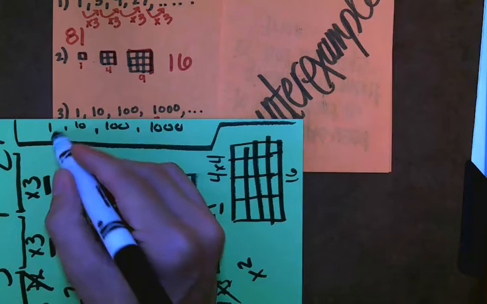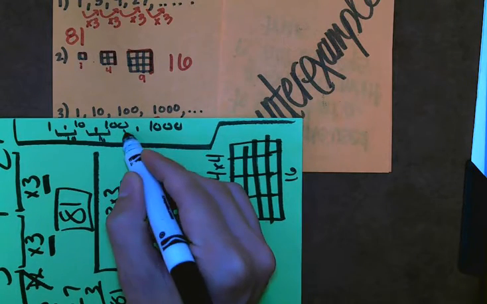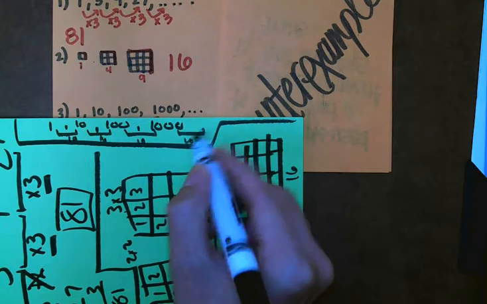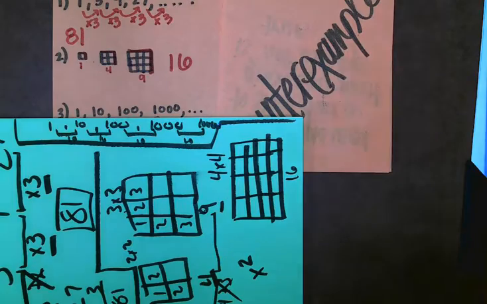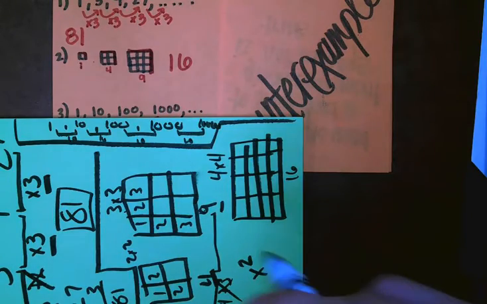Okay. The pattern for this one is you multiply each number by 10. So the next number, multiplied by 10, would be 10,000. Okay. Yeah, it's the same as multiplying by 10.